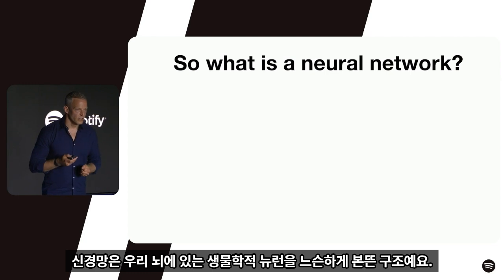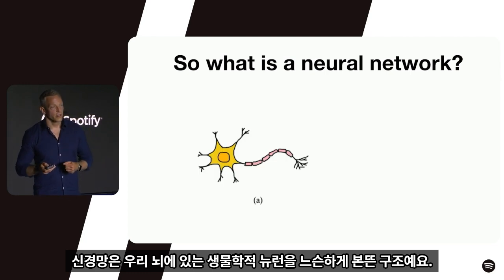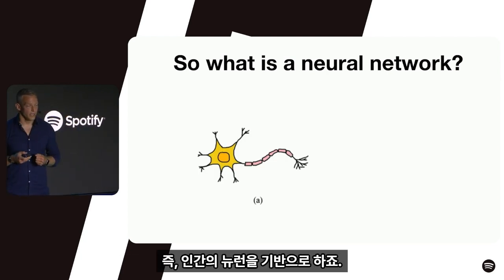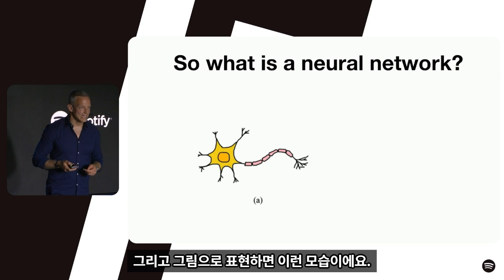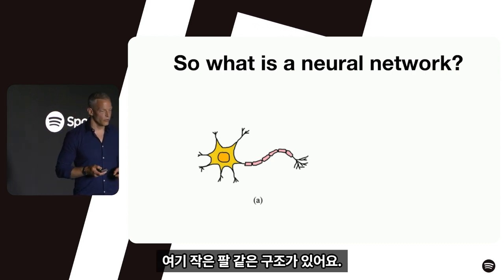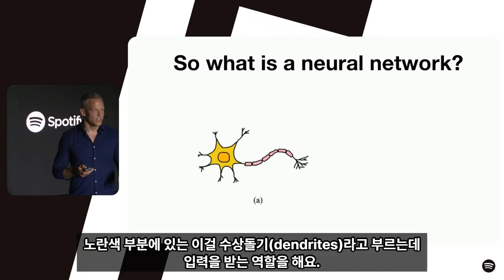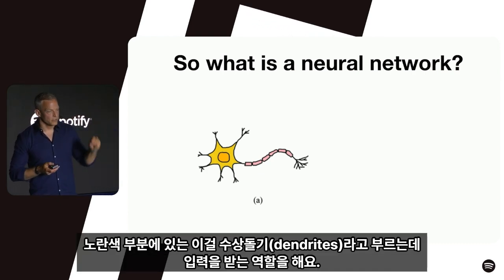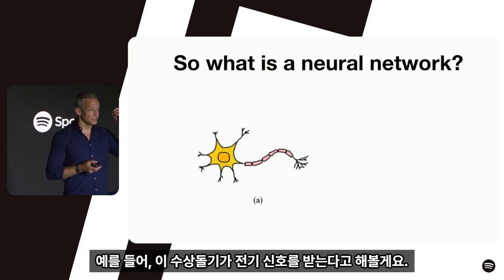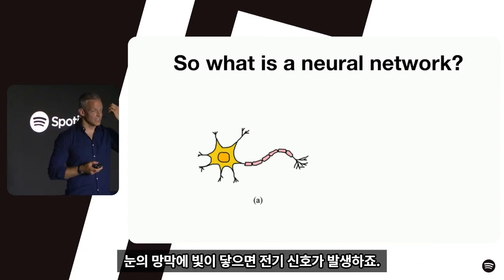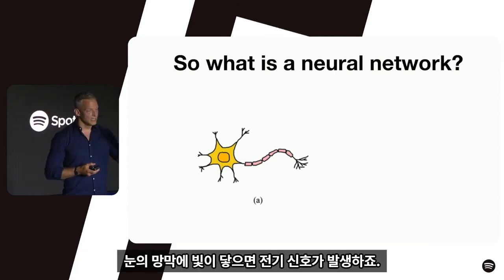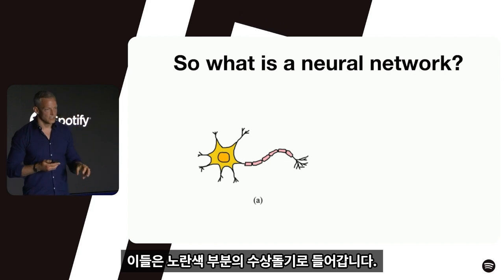So the neural network is loosely based on the biological neuron that we have in our brain. And it looks something like this in a cartoon. So you have these little arms on the yellow part called dendrites. Those are the inputs. Let's say that they get electrical signals from your retina. So light hits your eyes, they're electrical signals. They go into these dendrites in the yellow part.